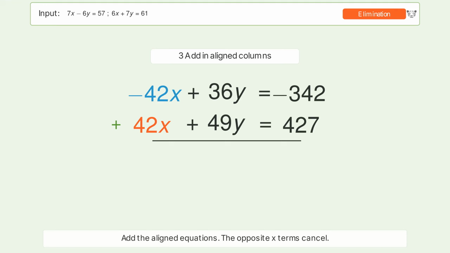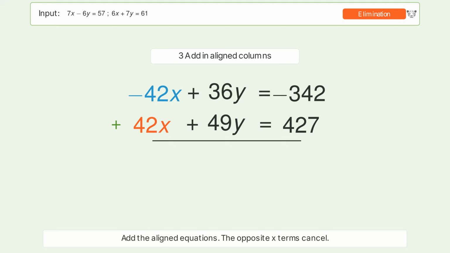Solve this system by elimination. Scale the x terms to 42x and negative 42x, so they cancel when we add. Multiply every term in the first equation by negative 6. Multiply the x term by the same factor. Now multiply the y term by that factor. Finally, multiply the right side too.